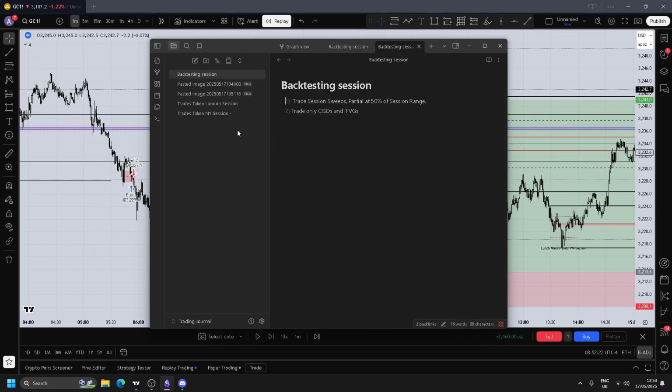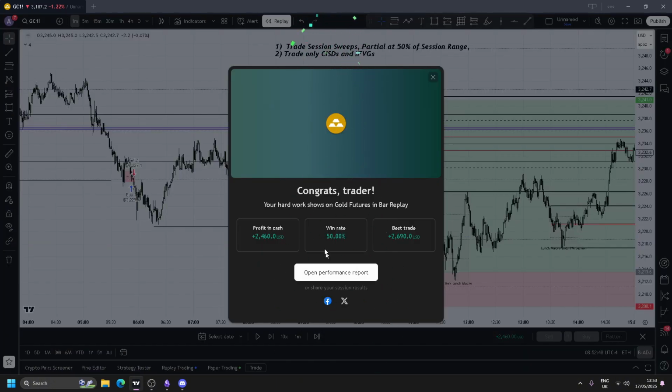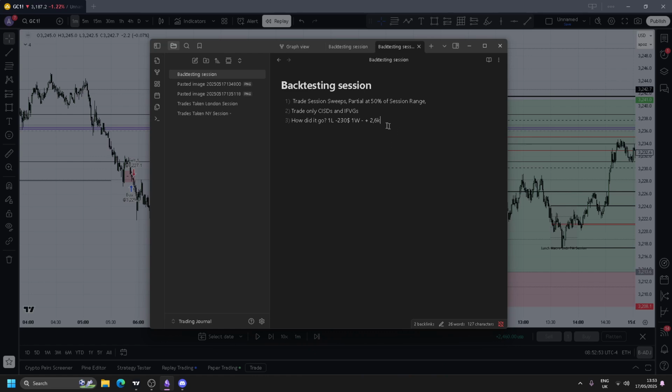That's it for this session right here. So for this backtesting session, I'm gonna write down how did it go. 1 loss, minus 2.30, 1 win, plus 2.6 I think, if I'm not wrong. Okay, and that's it. So we just close this backtesting, and then there you go. The best trade was 2.6. So that's what we had for this session.